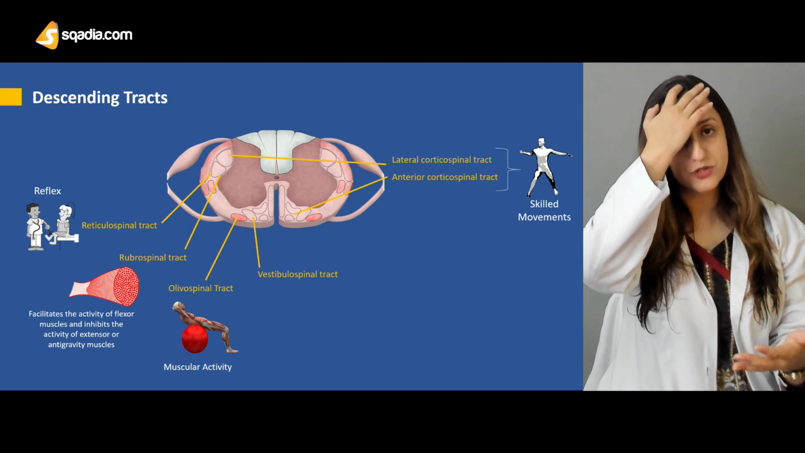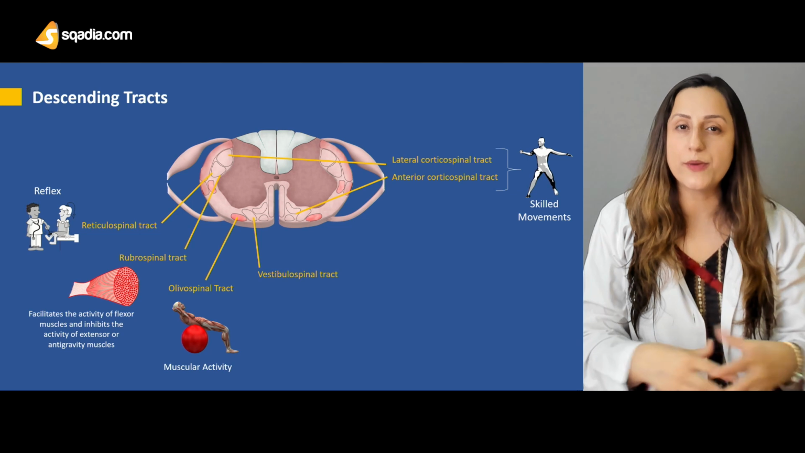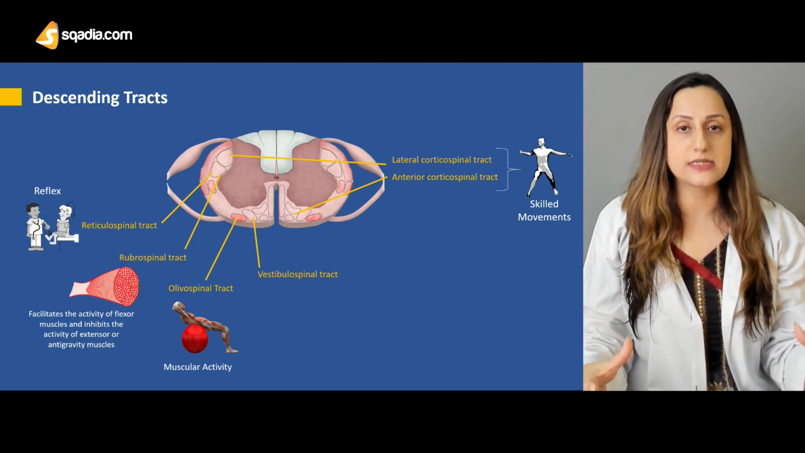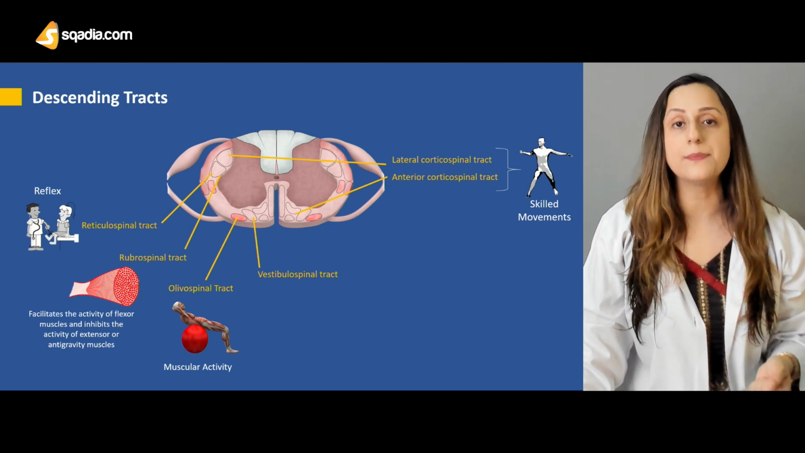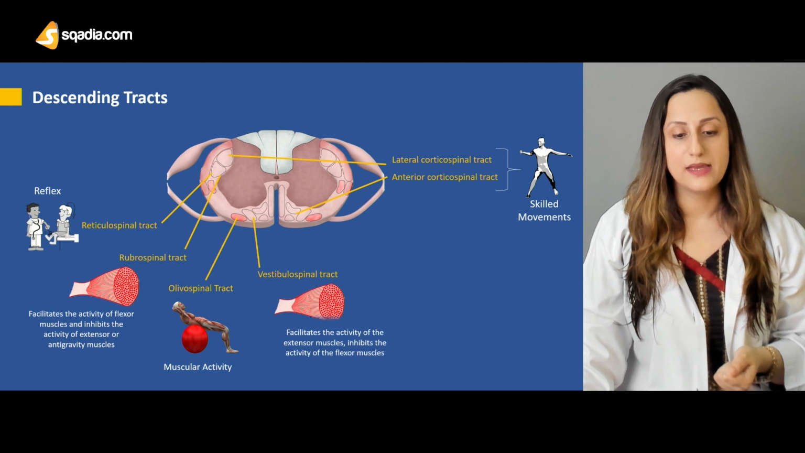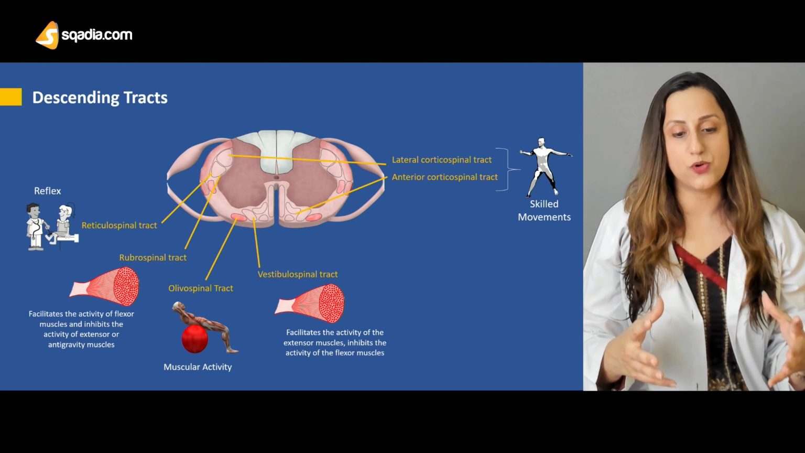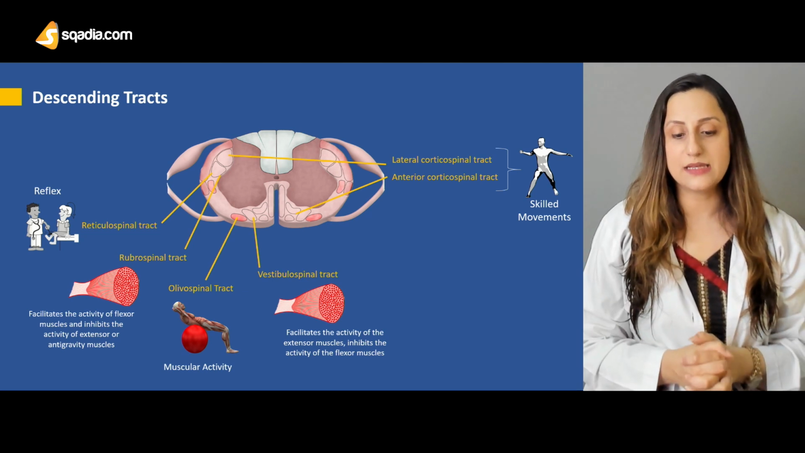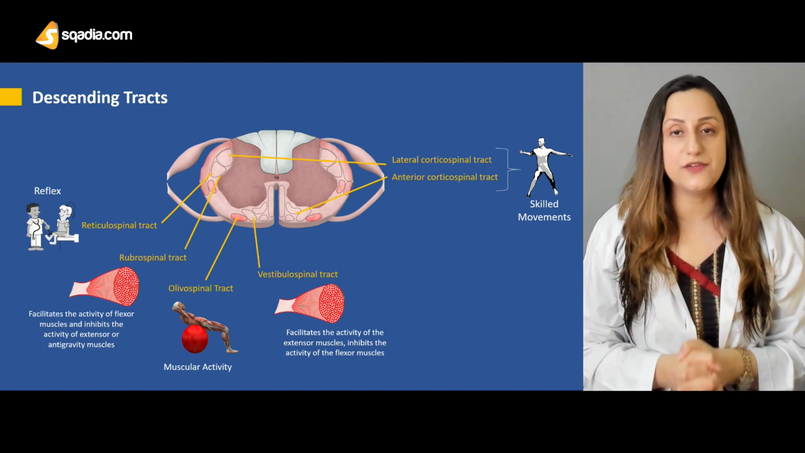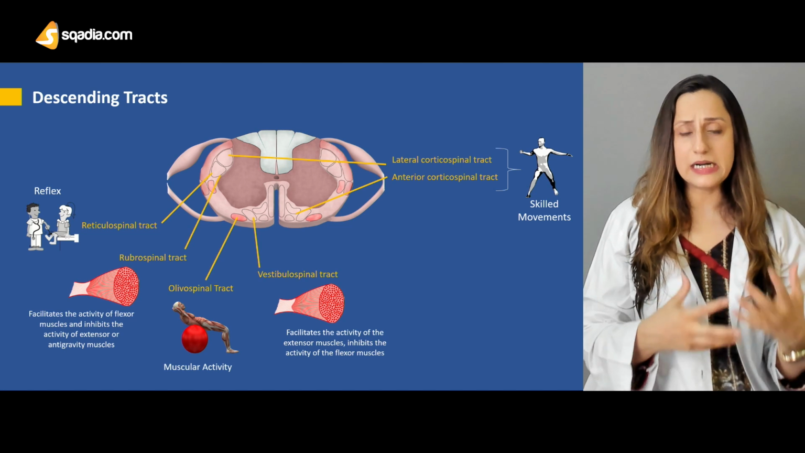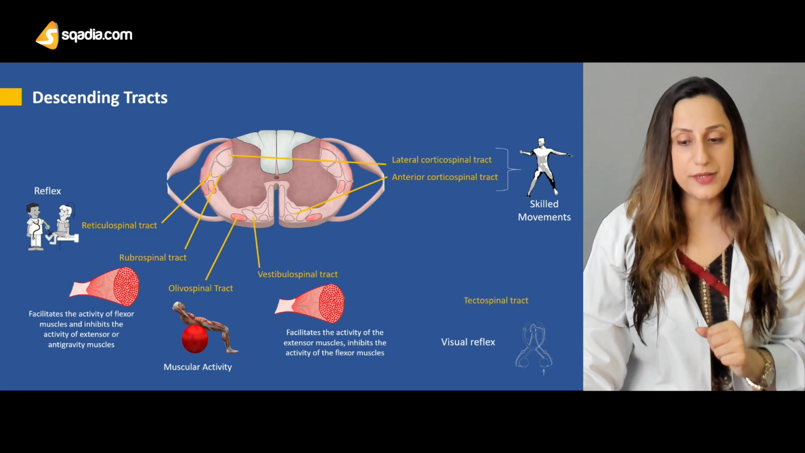Moreover, we have the olivospinal tracts that are responsible for holding down the activity during performing the different actions. For instance, we have the different specialized kind of muscular activities, and they're under control of the olivospinal tracts. Then we have the vestibulospinal tracts. This particular fasciculus of tract basically facilitates the activity of the extensor muscles and it inhibits the activity of the flexor muscles. So this is the basic function that the vestibulospinal tracts have to perform.